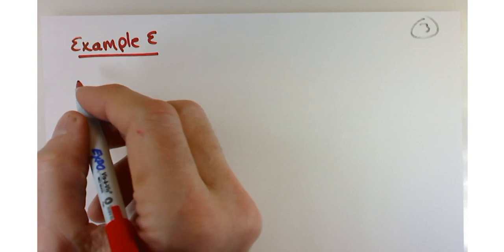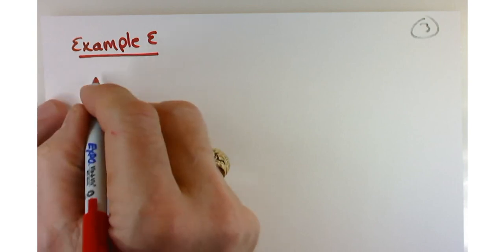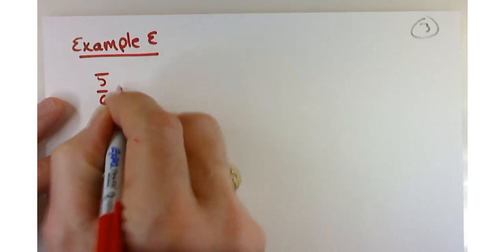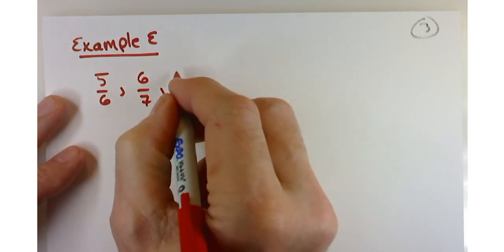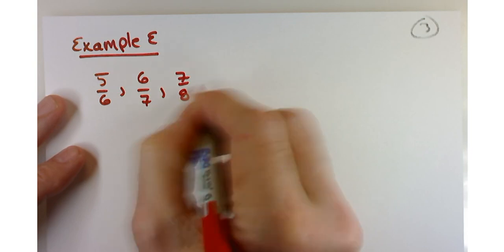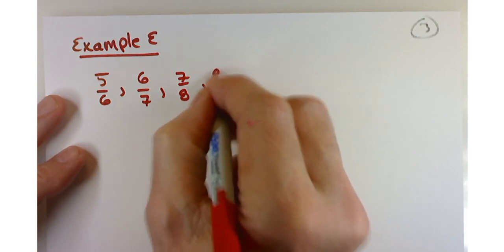All right, so let's look at example E. You've got a sequence that looks like this. We've got 5/6, 6/7, 7/8, and 8/9.